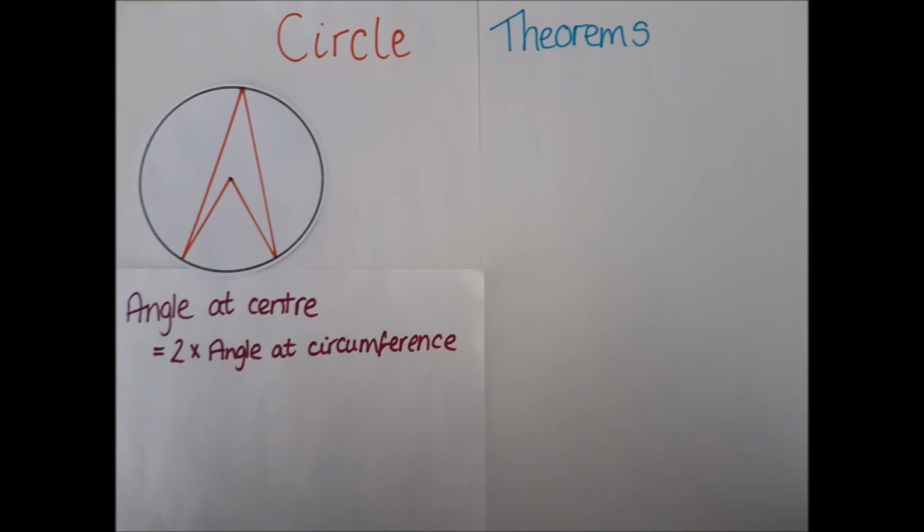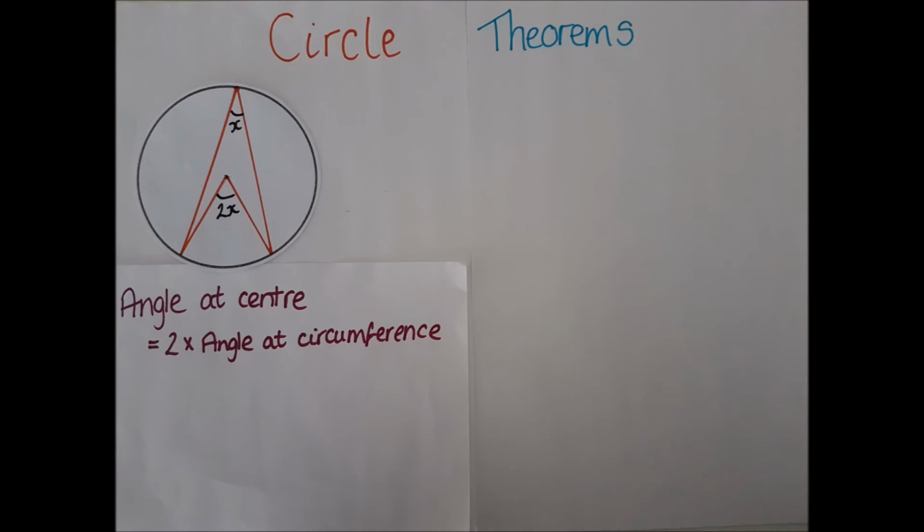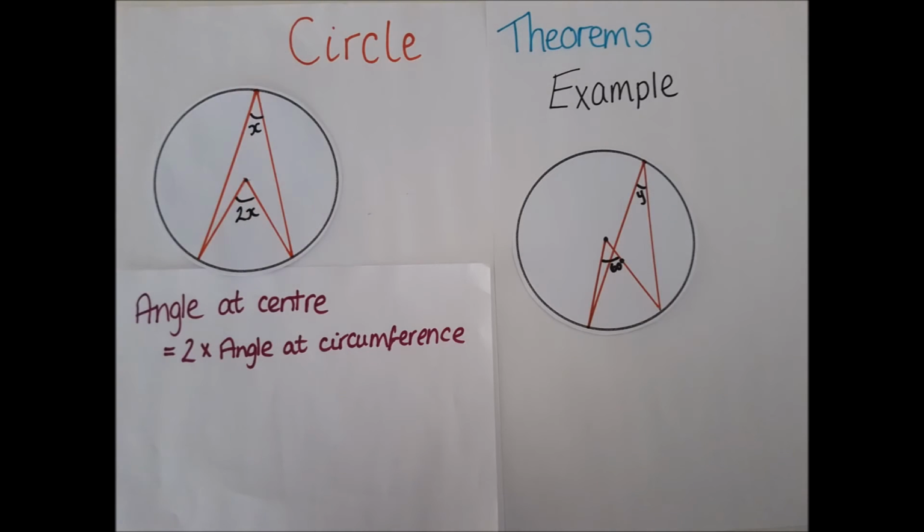Our final theorem for this video is the following. If we have a diagram like this, then we can say that the angle at the centre of the circle is double the angle at the circumference. Now let's try an example.